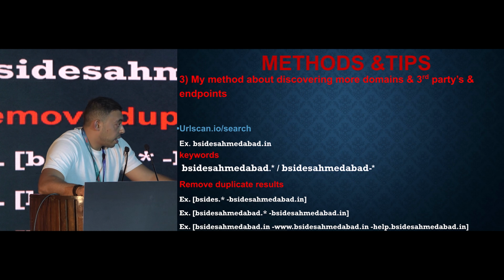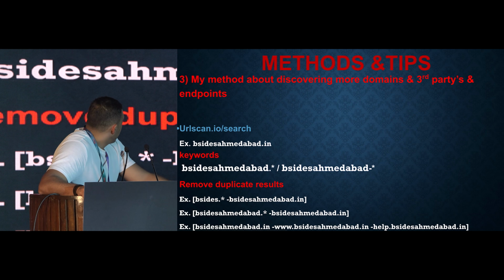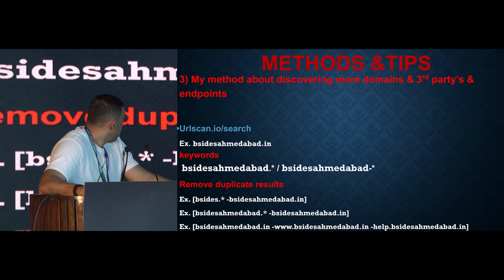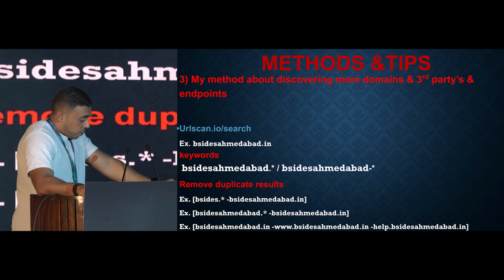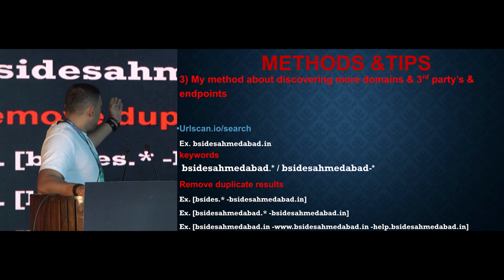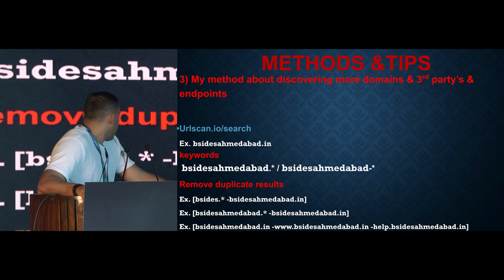My method, or we can say the new method to find more domains, third parties, endpoints. Now, the first thing, it's URLScan. In URLScan, we can use the normal dork or the normal domain. Okay, that's familiar. What else can you do?